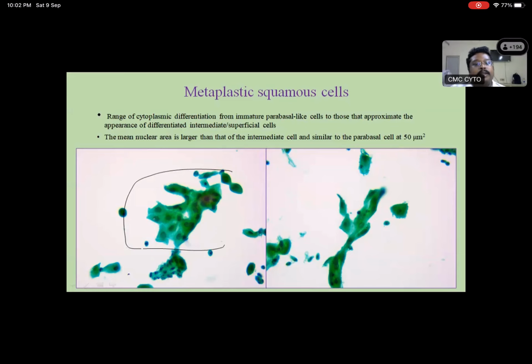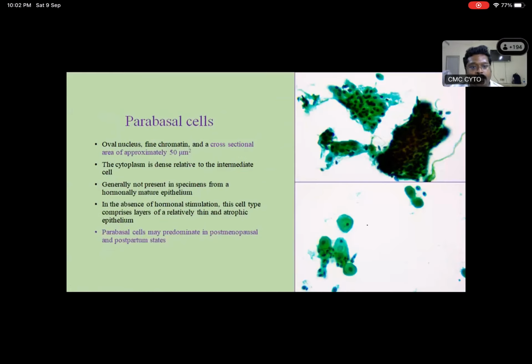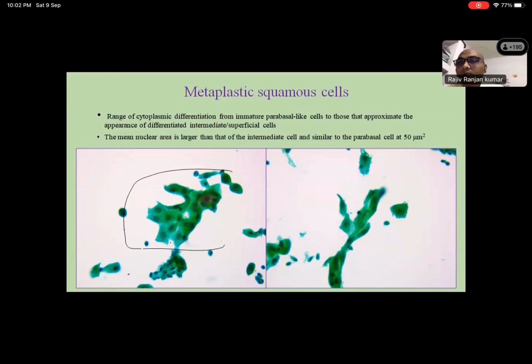So compared to the previous image, you can see these have a rounded contour, right? Yes. Whereas this one is more angulated, has very dense looking cytoplasm and larger nucleus. So again, similar to that of a parabasal cell, and there are some inflammatory cells in the background. So these are the metaplastic squamous cells.